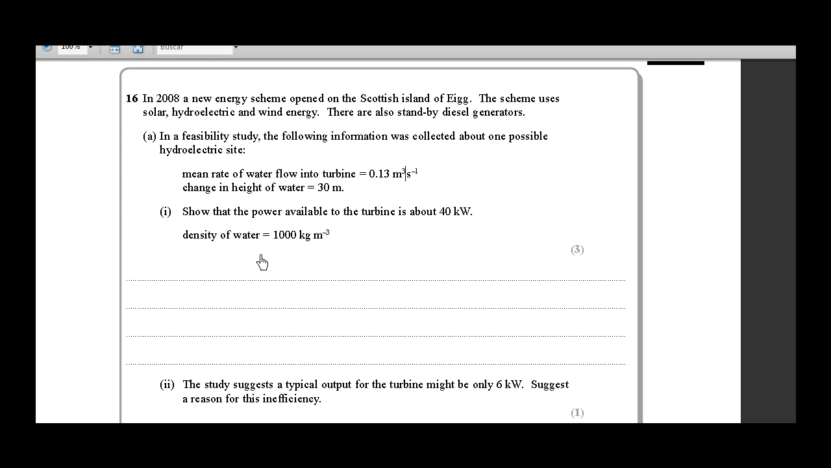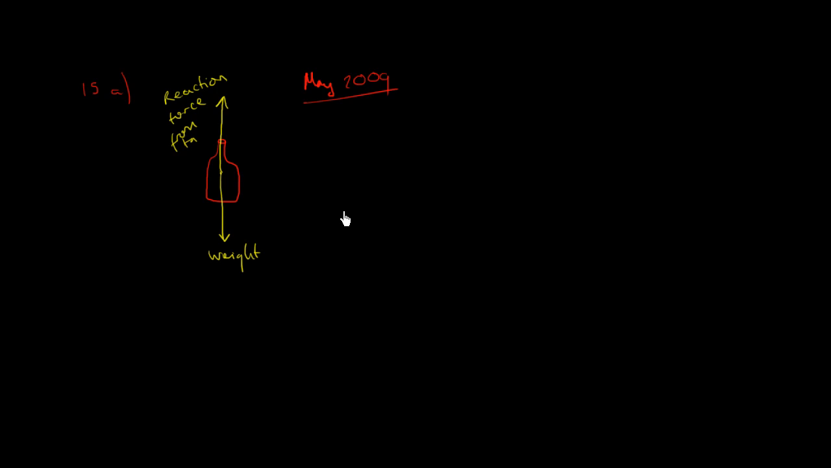And here they go, they give us the density of water, which we should know anyway, 1000 kilos per meter cubed. Anyway, okay, so what to do here then? The amount of energy that the water has, gravitational, right, which here it's losing 30 meters, is going to be related to the amount of power available, and the maximum power available for the turbine will be the rate of loss of gravitational energy of the water. I hope you can see that the water is over here.